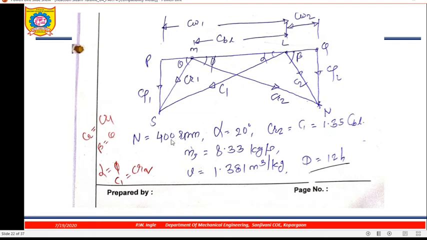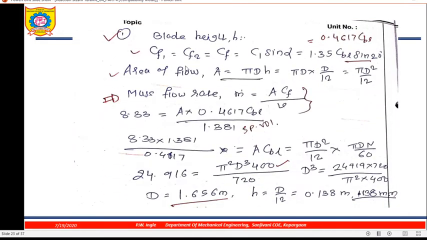So N is given, capital N, 400 rpm. Alpha is 20 degree. But alpha equal to what? Phi. CR2 equal to C1, 1.35 times the CBL, and D equal to 12 into H. V is also given, it is 1.381 meter cube per kg. We solve step by step. Now we'll calculate what? Blade height H.